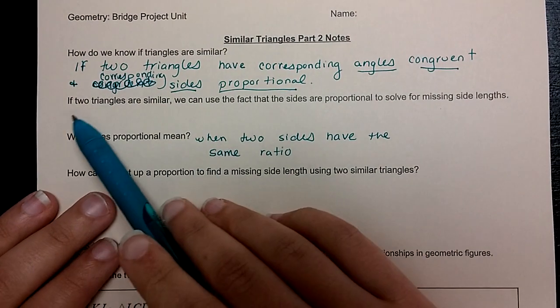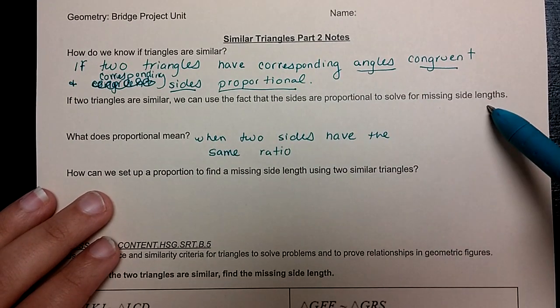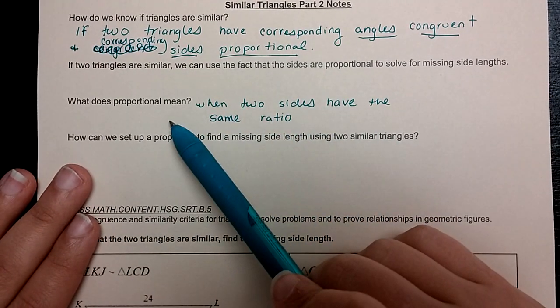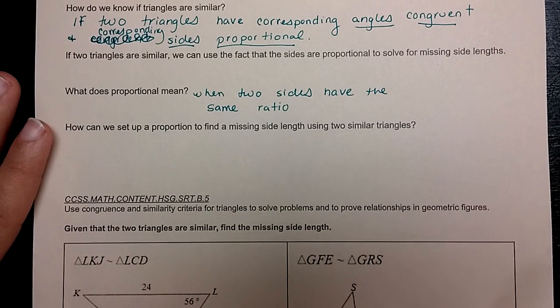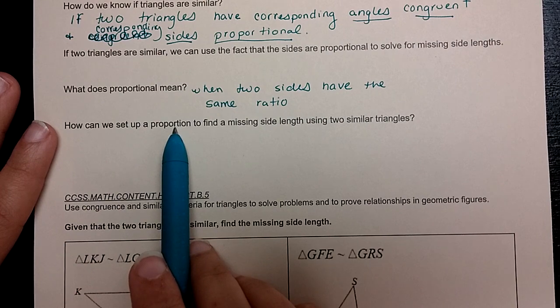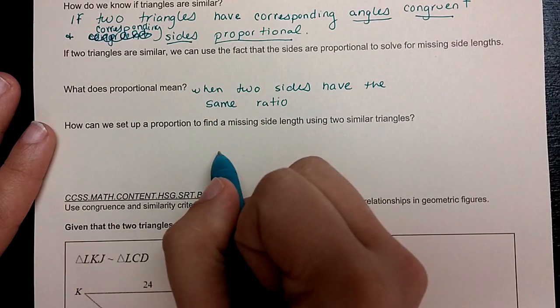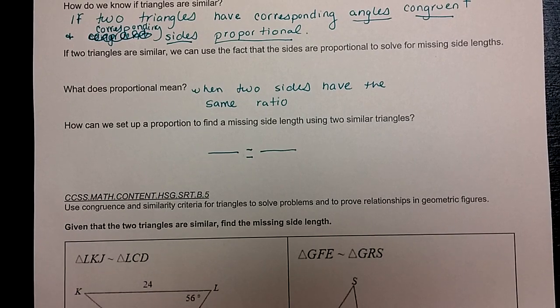If two triangles are similar, we can use the fact that the sides are proportional to solve for missing side lengths. We discussed in the first day of learning about similar triangles that proportional is when two sides have the same ratio. That's when we divided the biggest sides on each triangle and the smallest sides on each triangle to see if we got that same ratio every time to show they were proportional. Since they're proportional, we can set up a proportion to find a missing side length in two similar triangles. A proportion is two ratios, or two fractions, that are set equal to each other.